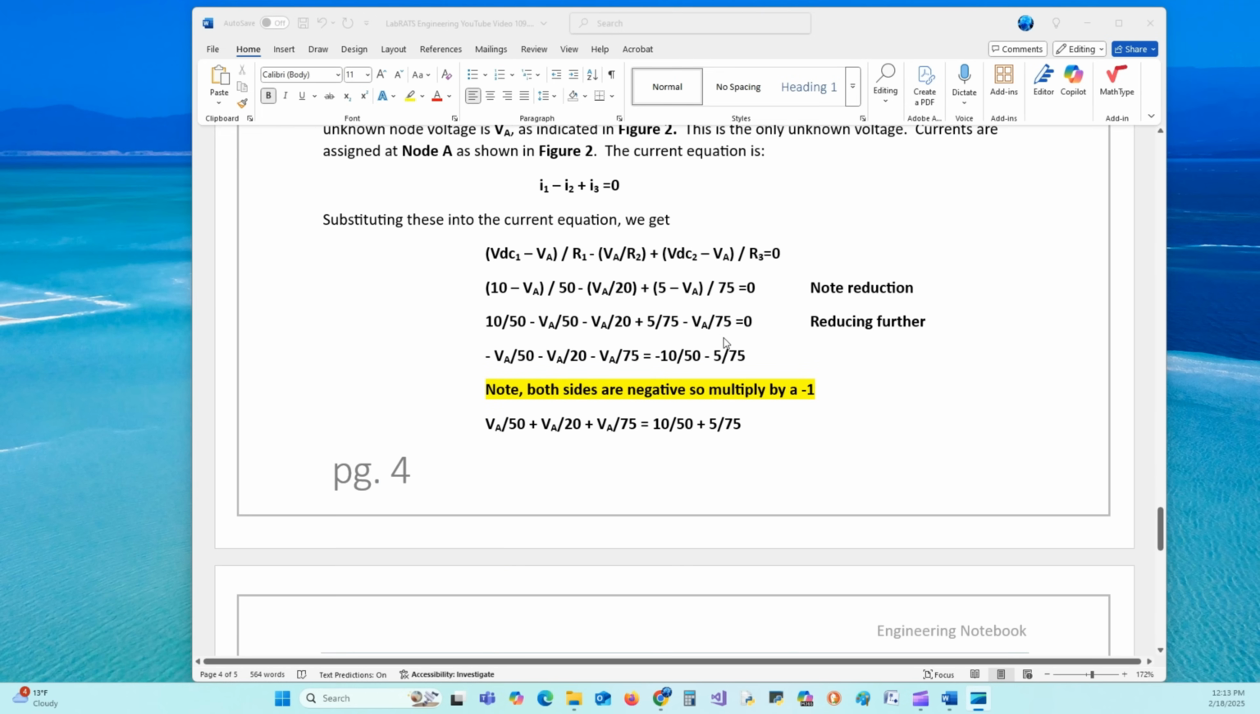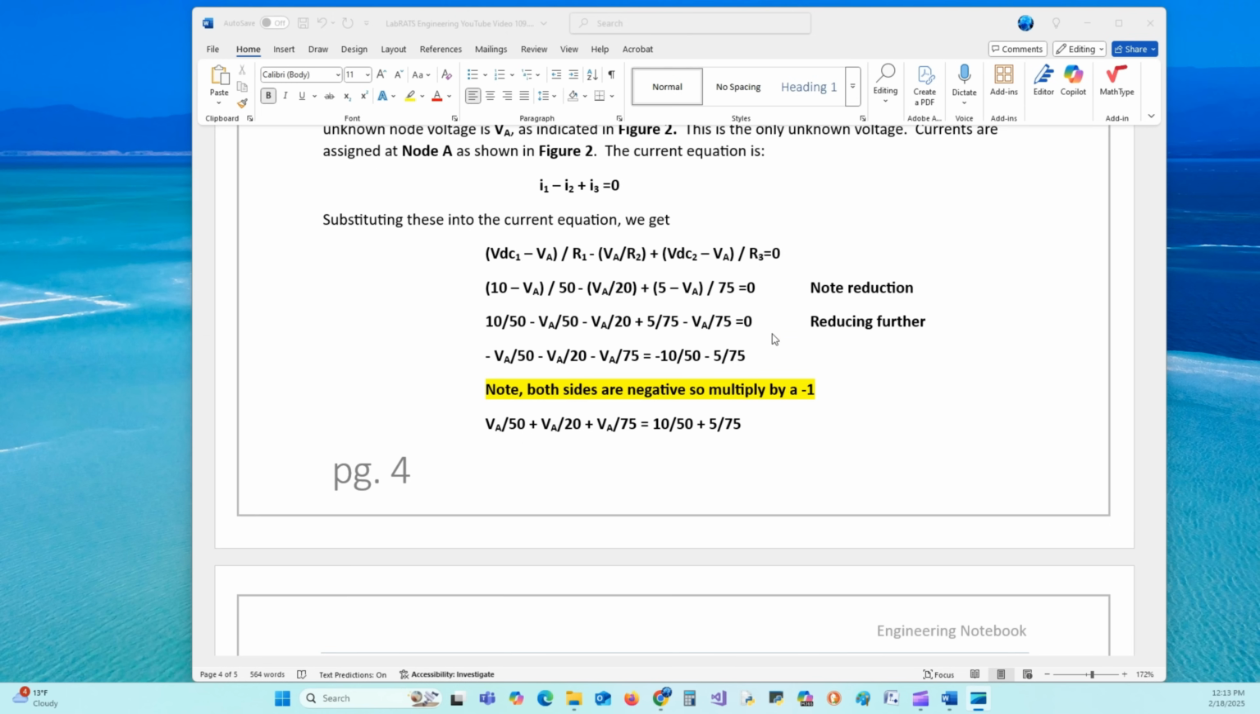But it's negative because it's going away. So no reduction. We're reducing down. We go ahead and multiply this out. And this is over 50, and this is over 50. So it would be 10 over 50 minus VA over 50 minus VA over 20, I2, plus 5 over 75, VA over 75 equals 0.